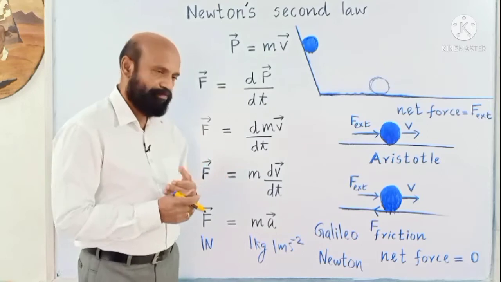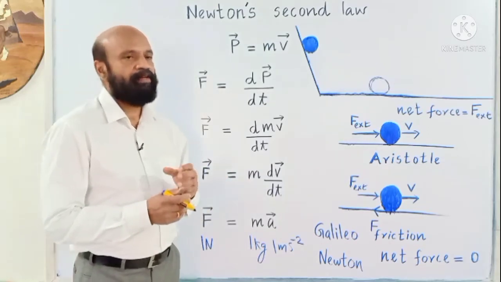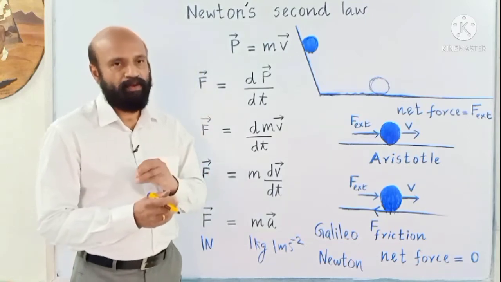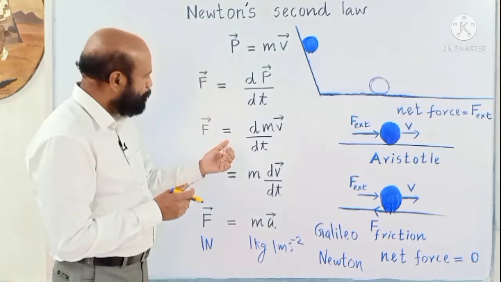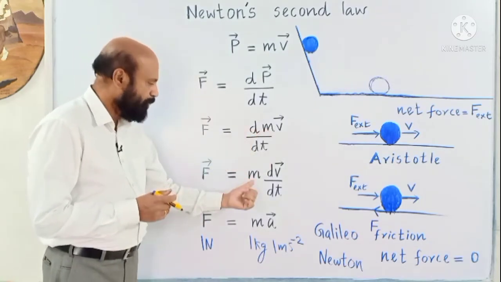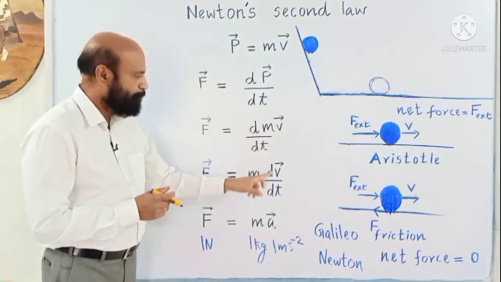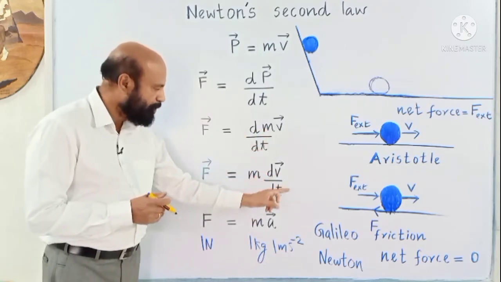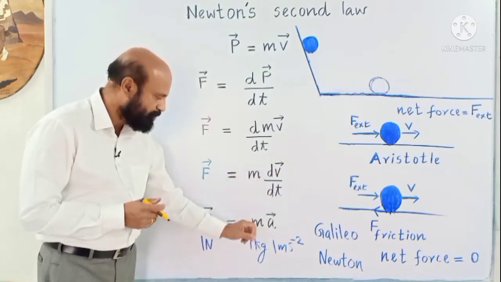But as per Einstein, mass is not a constant. When particles are going with a very high speed, mass will change. But in classical mechanics, mass is a constant. So you can take mass m outside, then dv by dt. dv by dt is the rate of change of velocity. Rate of change of velocity is acceleration.